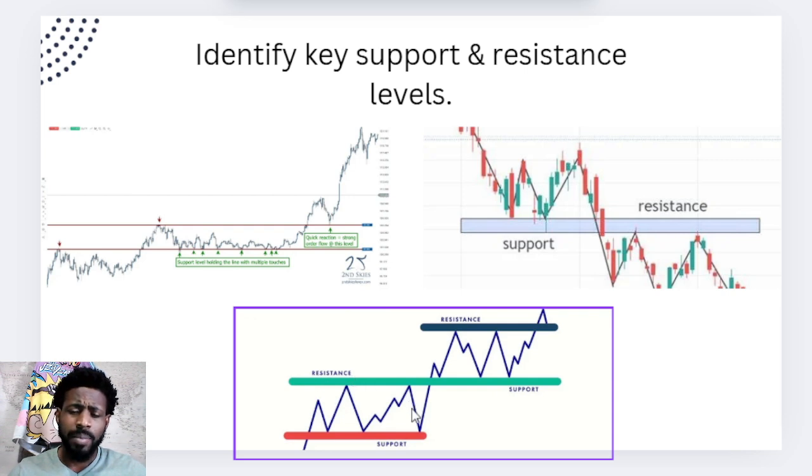It's ranging right here. That's why I say a lot of people like to play the range, but also a lot of people don't know how to play the range, so they can lose a lot of money.